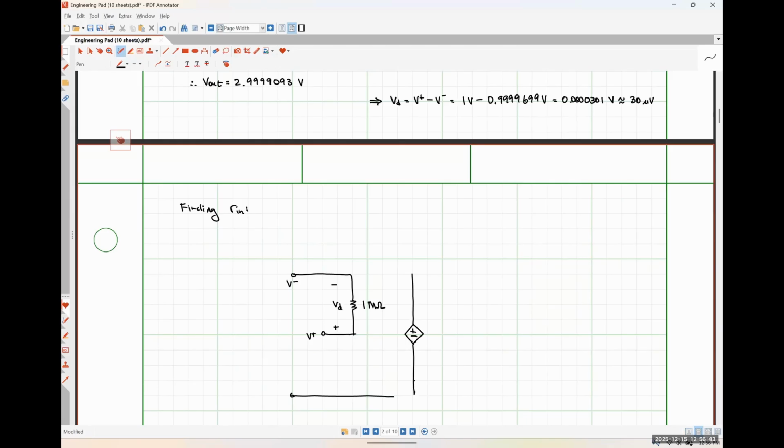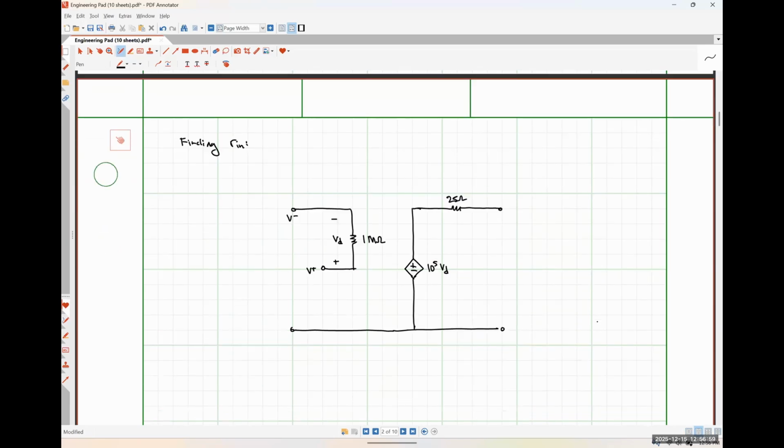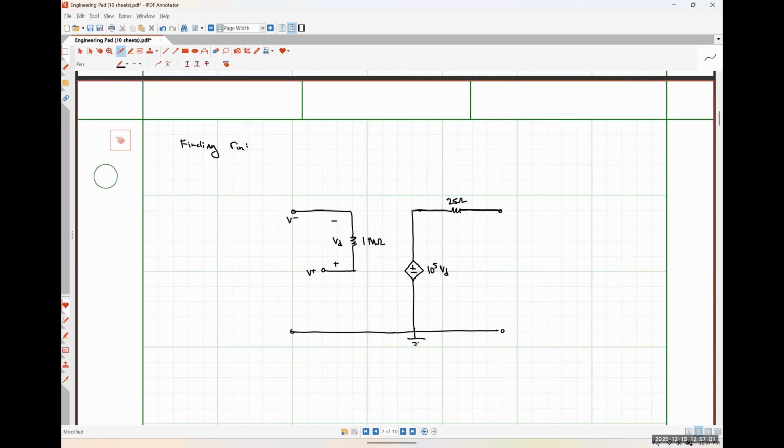Let's see, this is going to be 10 to the 5 times VD still. 25 ohms goes here. Making my external connections now. So this is my test voltage that I'm going to apply. Once again, it's just going to be a 1-volt source for simplicity's sake.